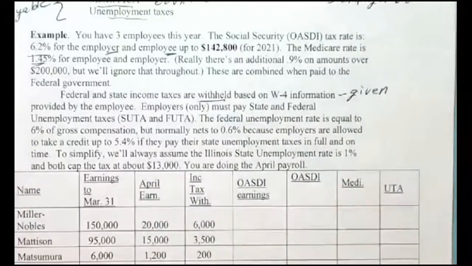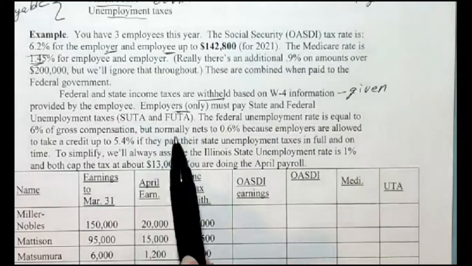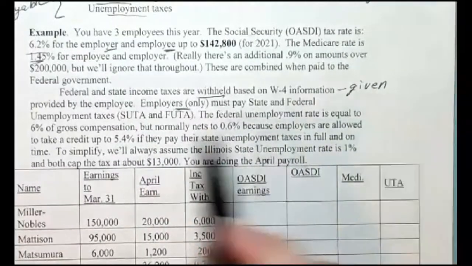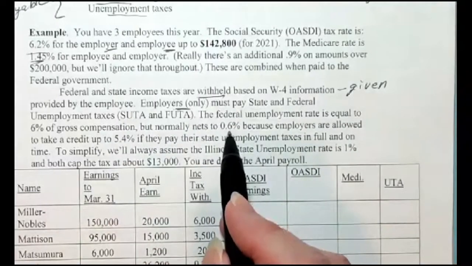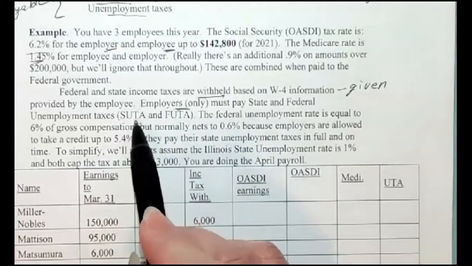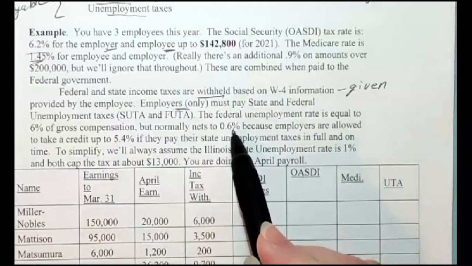In problems, that's got to be given because there's no way to really know how to compute that. Employers only, again, have to pay that state and federal unemployment tax. Federal unemployment is really 6% of your gross compensation, but they give you a discount if you pay your state unemployment on time because they want you to pay it. And so it ends up really being 0.6%.